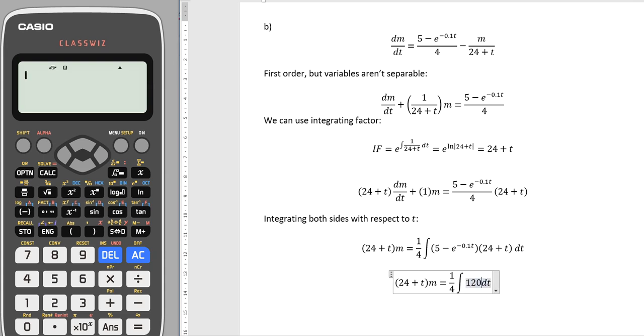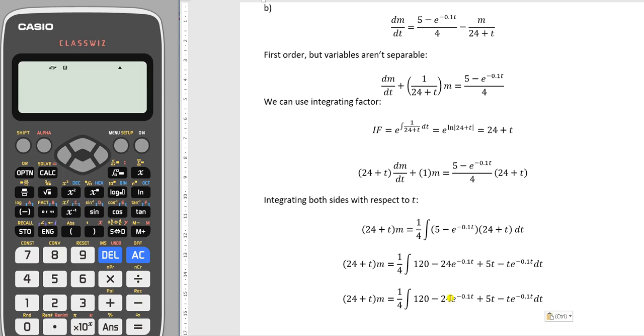5 times 24 is 120, minus 24e to the minus 0.1t, and then plus 5t, and finally this is the term that's going to cause us the greatest headaches, t e to the minus 0.1t. Most of that can be dealt with quite easily. In fact, you might even choose to integrate most of these terms. So the 120, for instance, when you integrate that, it's going to give you 120t.